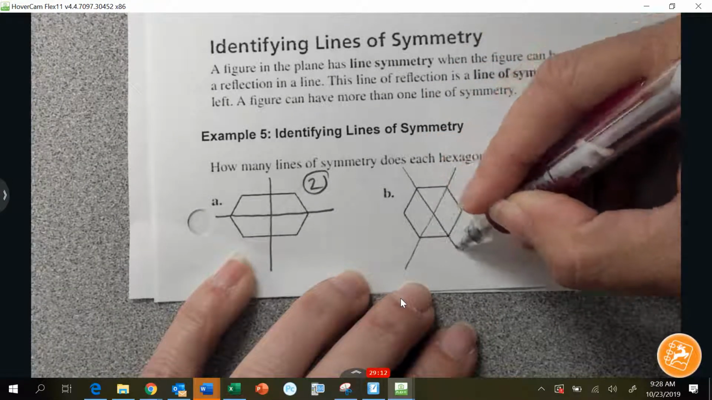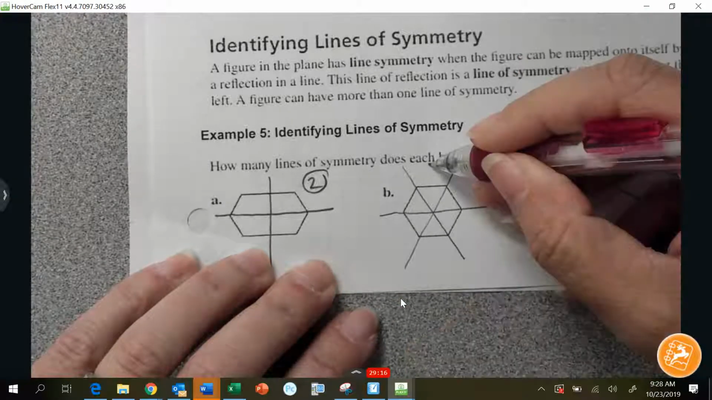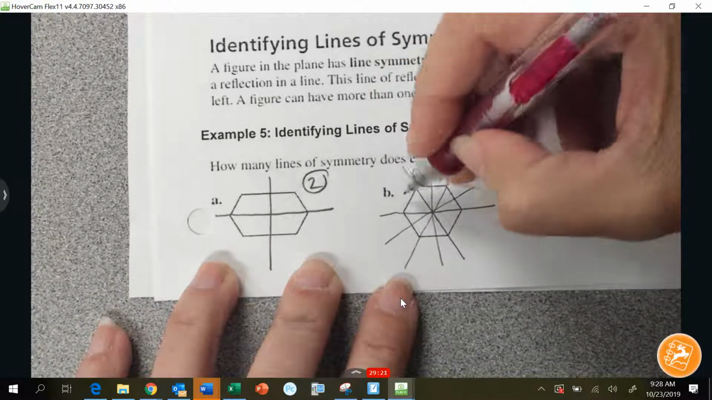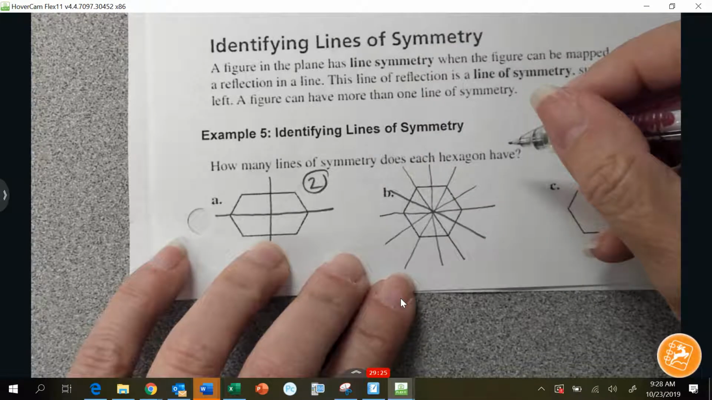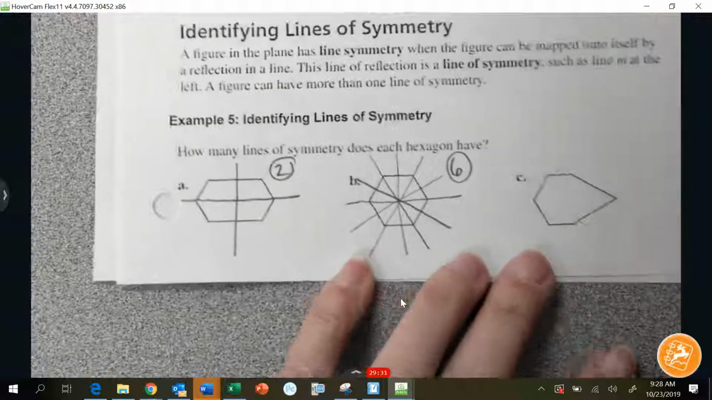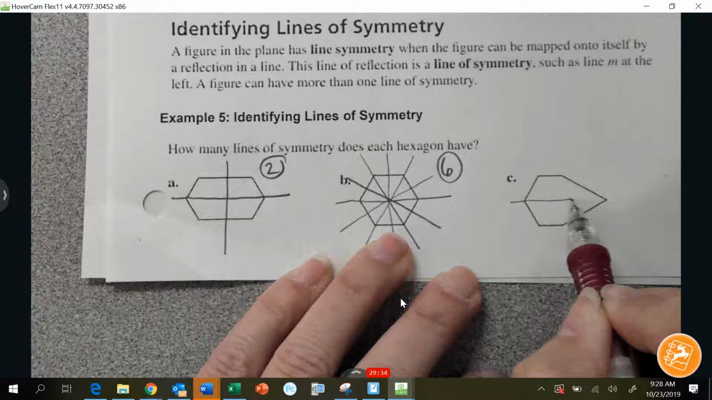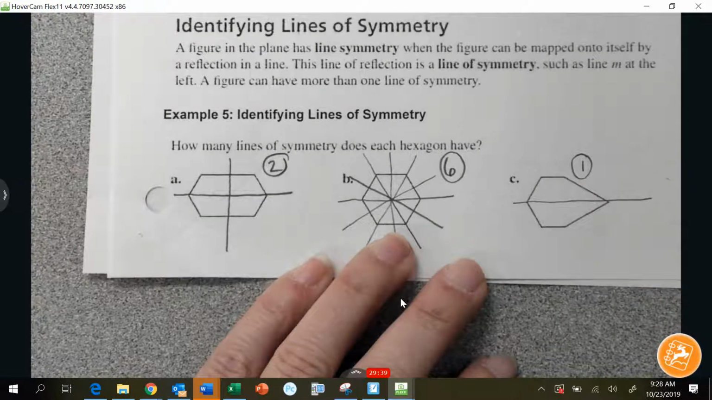What's a hexagon? Who knows what a hexagon is? Nobody knows what a hexagon is? Yes, you do. My daughter knows what a hexagon is. A closed figure. So I got 6.